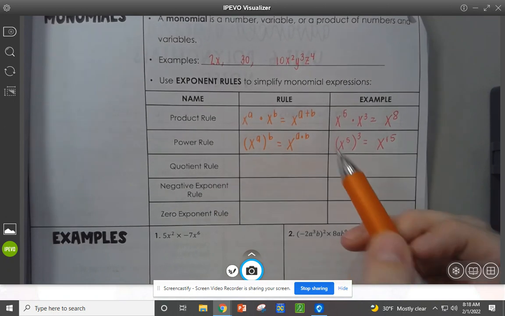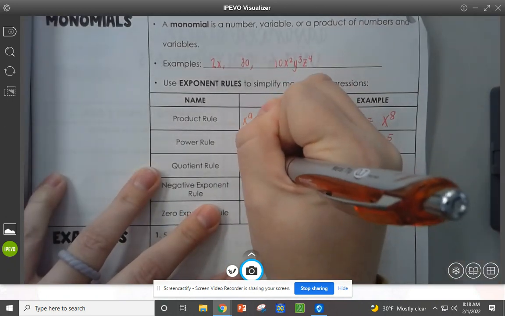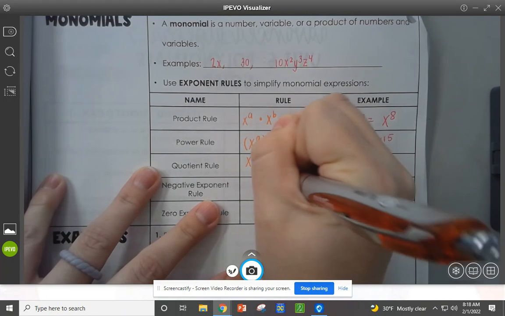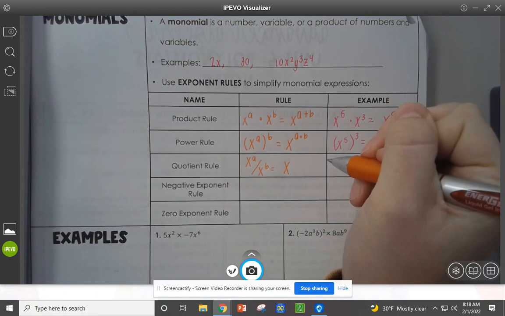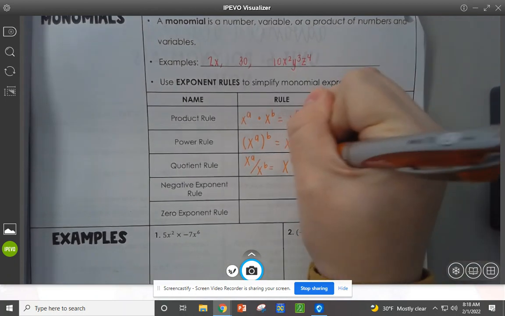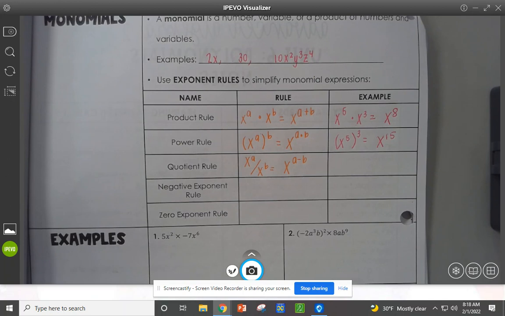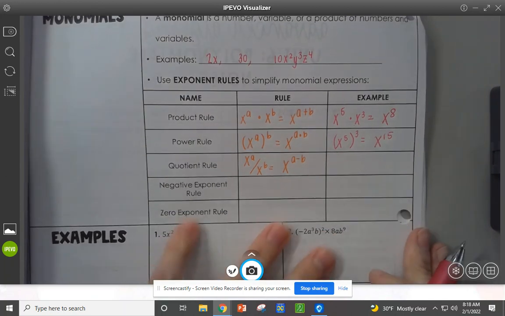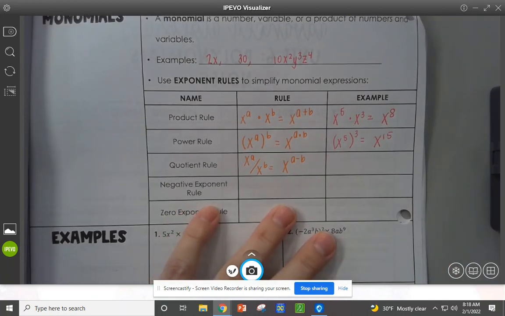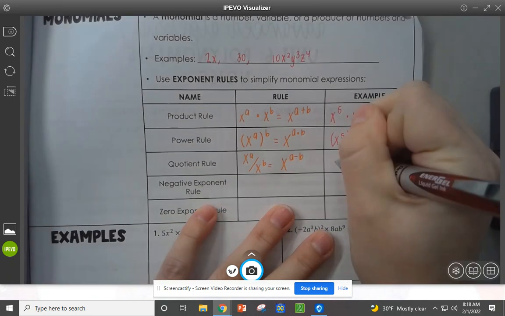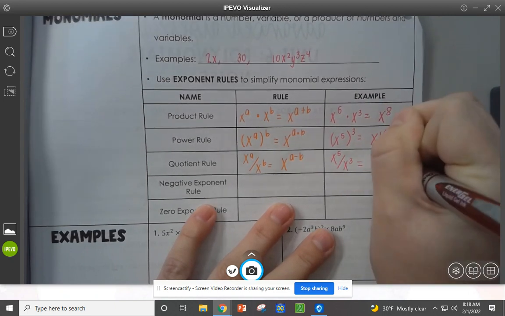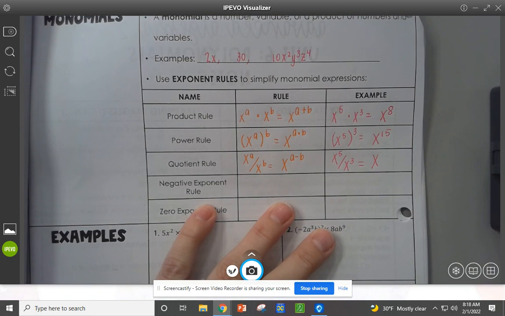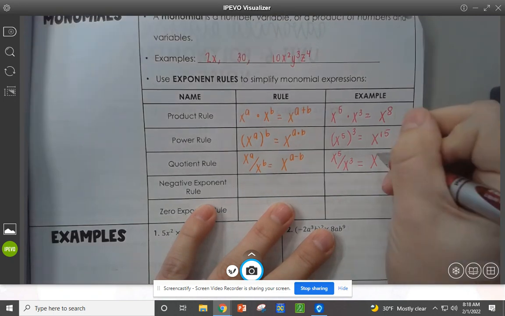Quotient, that means divide. So the quotient rule is x to the a power divided by x to the b power. Any guesses? Subtract. X to the a minus b. So if I do x to the fifth divided by x cubed, this would be x to the second, x squared.